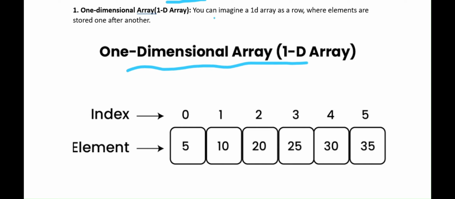You can imagine a 1D array as a row where elements are stored one after another. At index 0, we have value 1. Then at index 1, we will store value 10. First student, second student, third student, fourth student, up to 50 students, we can use the one-dimensional array.